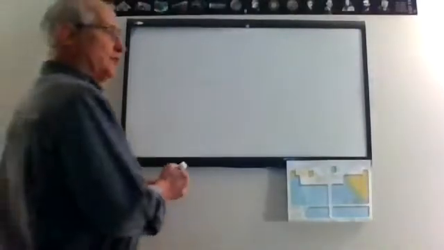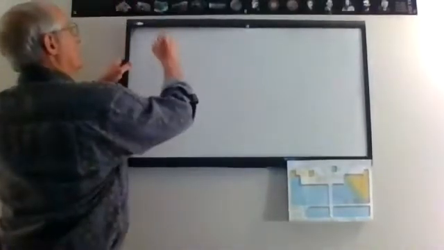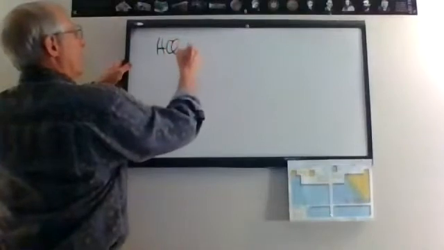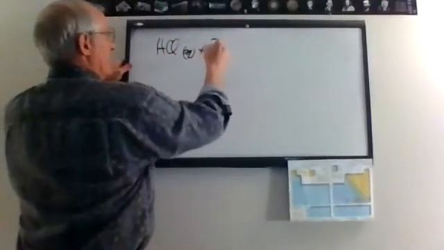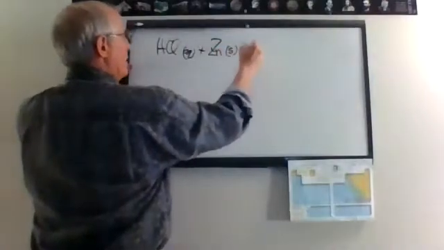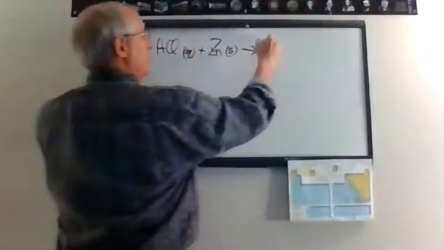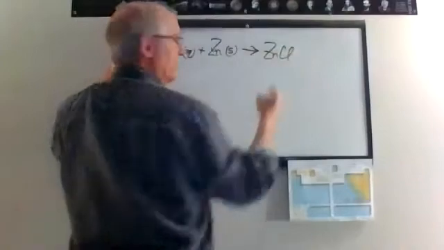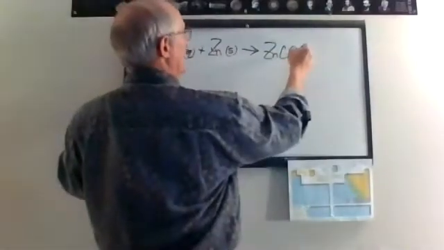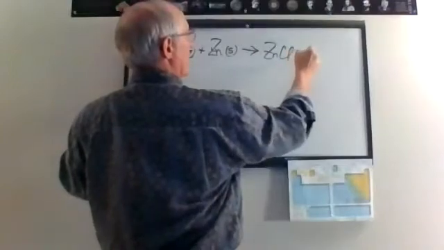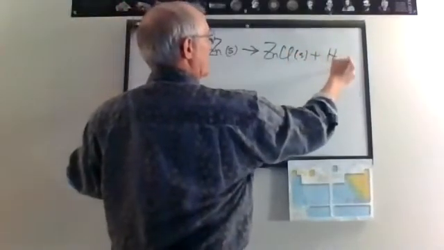So the first reaction was hydrochloric acid, aqueous, and zinc. That was a solid, and we made zinc chloride. And if you looked in that test tube, you'd see it's black, not silvery anymore. It's a new substance. That's solid. And we released hydrogen gas.